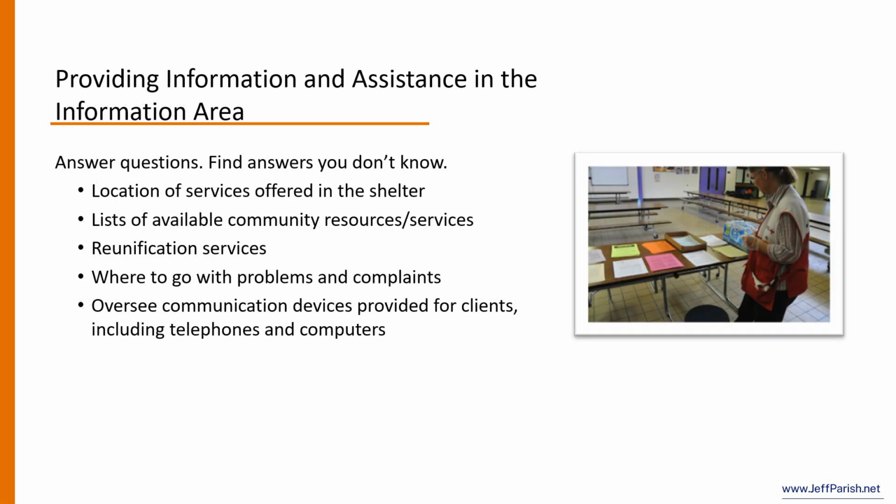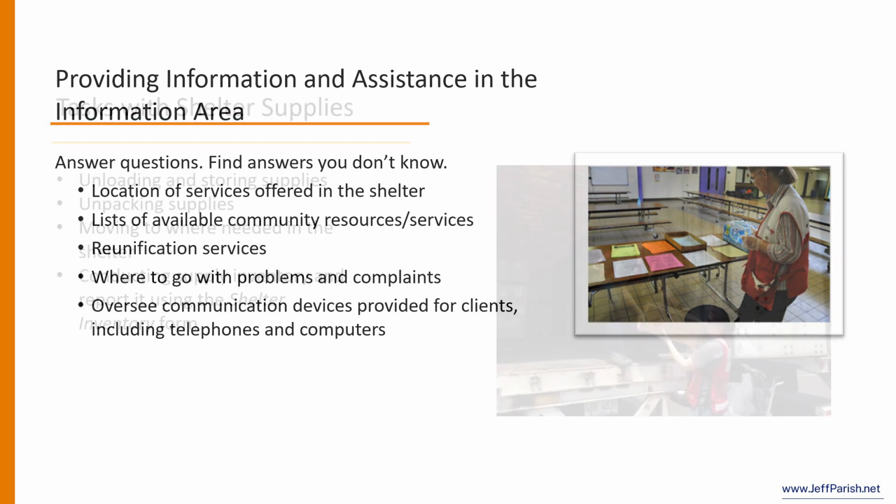Sometimes a shelter will have an information area. This will help us answer questions and find referrals and resources that you might not know about. So this may be a bulletin board, it may be a table or another area of the shelter where you are able to list locations of services offered within the shelter and those available in the community. It may also help with reunification, and there needs to be a place where shelterees can go to with problems or complaints.